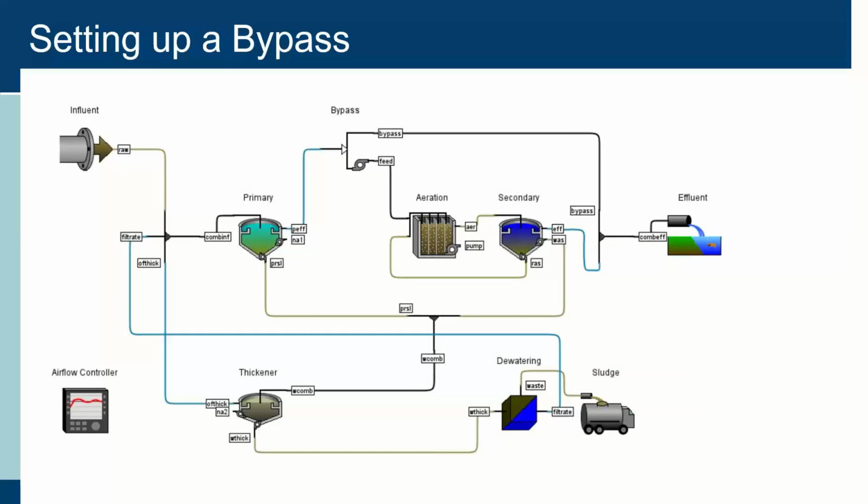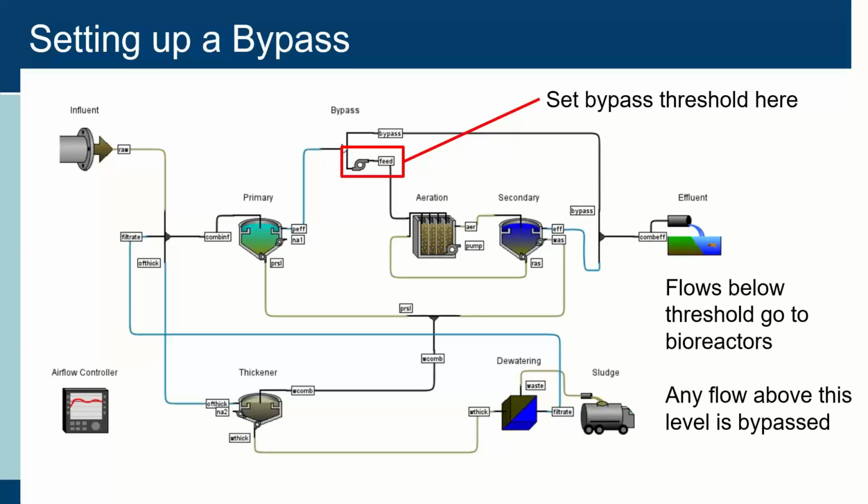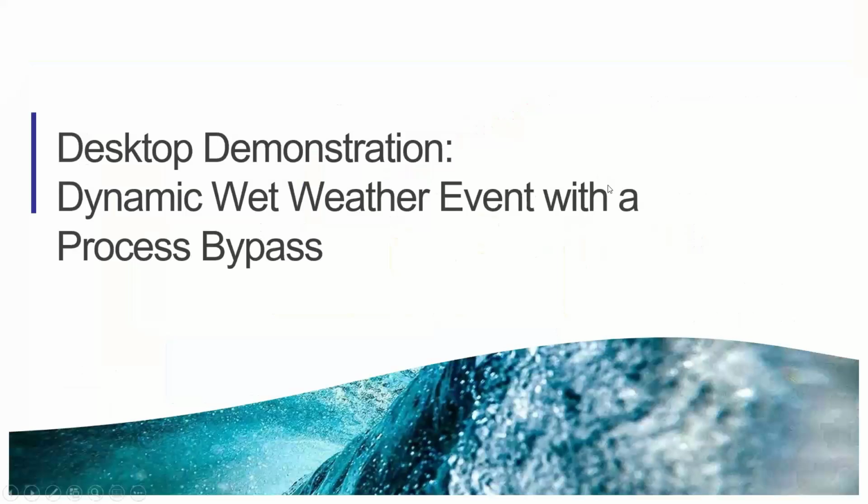So just to reiterate, in this plant that I was showing you earlier, here's where we're setting the bypass threshold. That means up to and including that amount will go into the bioreactors. Anything above that will go the other way around. So whatever value I'm setting on a continuous basis, it will be dynamic up until it hits that threshold, and then it caps it at that amount. Everything else goes the other way.